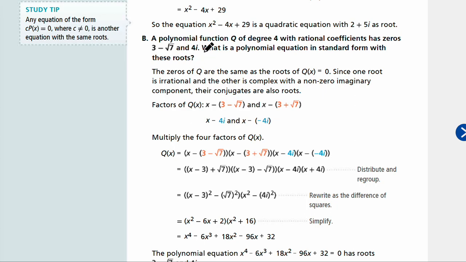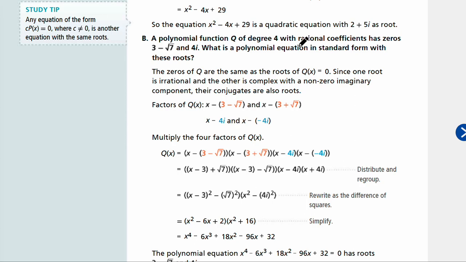Oh, look at 4i. Some students would be like, oh, what's the conjugate of 4i? I don't see any other terms. That's okay. You still have a conjugate. So it could be just 0 plus 4i, right? So that's already in the form of a complex number. So you can just change the sign of the second term and make it negative 4i. Okay, so the zeros of q are the same as the roots of q of x equals 0.